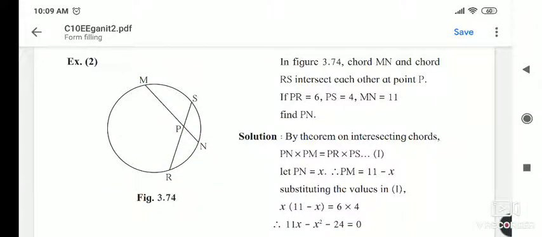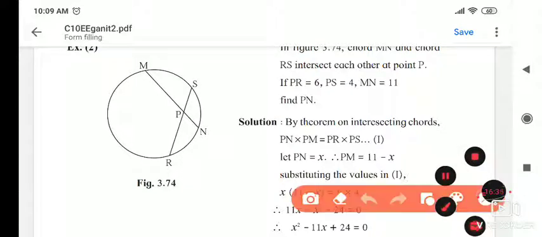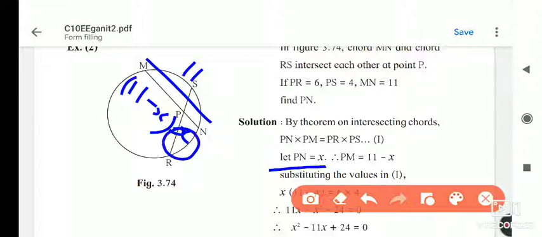If whole MN is equal to 11 and PN is equal to x, then MP is equal to 11 minus x. Understood, all of you? If whole MN's value is 11, and from that we subtract PN, then we get the value of MP. So PN is equal to x and MP is equal to 11 minus x.